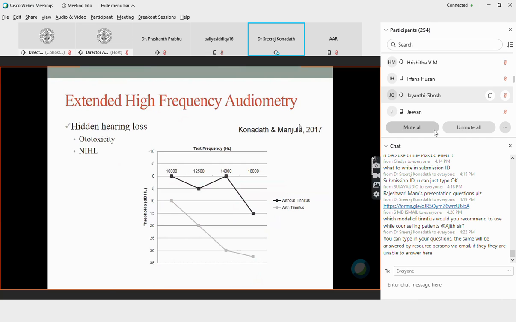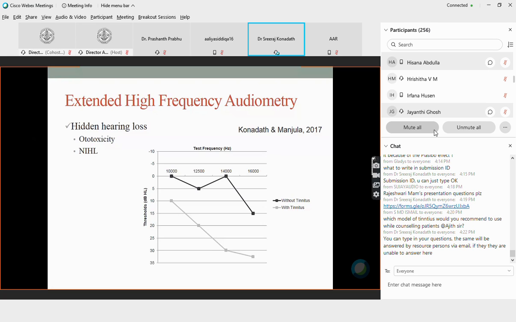And as I told you some time back, it is important to see that high frequency or extended high frequency audiometry is performed. This is a result from one of the studies we have conducted in the department. Here we can see that up to 8000 hertz, the thresholds are within normal. But above that, you can see 10,000 hertz, 12,500, 14,000 and 16,000. You can see the thresholds compared to individuals who have no tinnitus. There is elevation in individuals who have tinnitus. So this can be one indication of why tinnitus is generated.